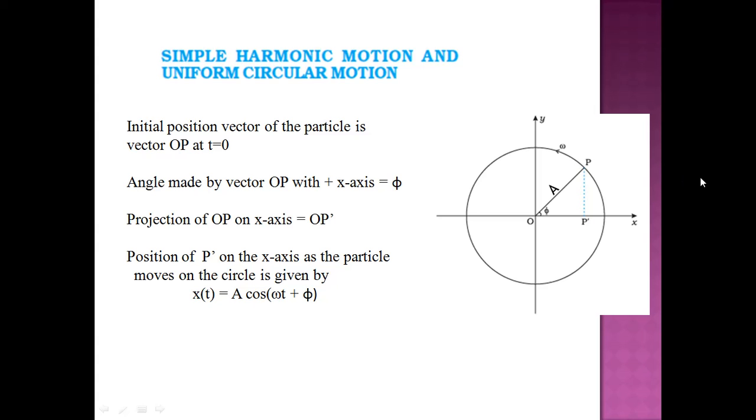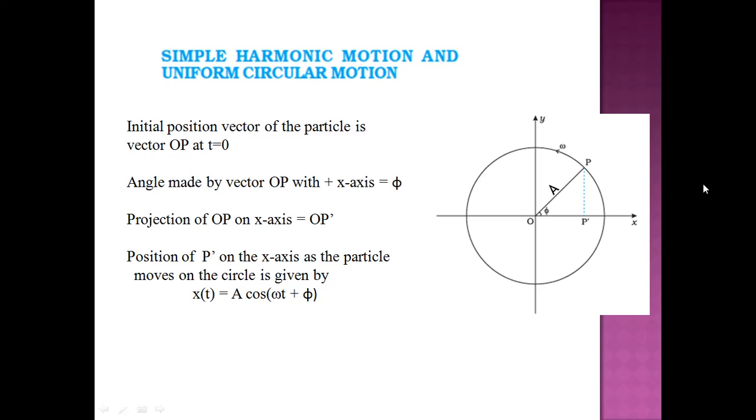The first topic here is simple harmonic motion and uniform circular motion. When a particle executes circular motion, the projection of the particle on the diameter of the circle will execute simple harmonic motion. That is what we are going to explain today.